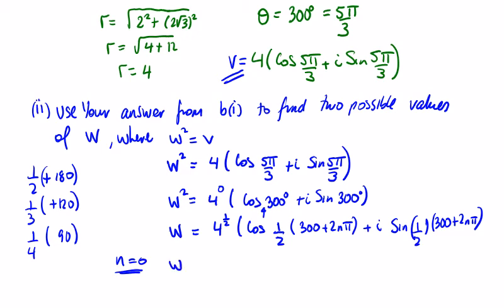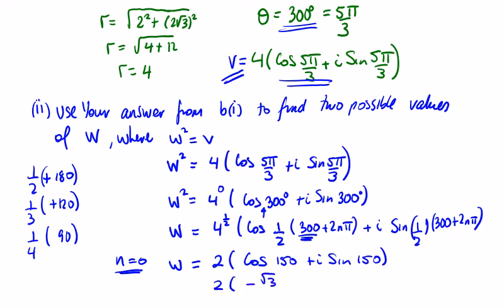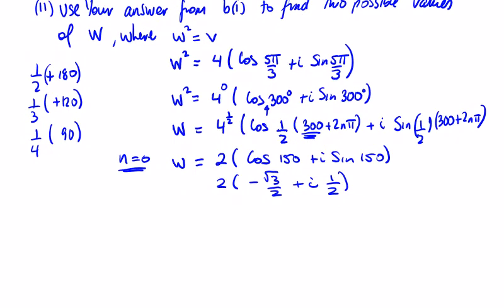So let's look at w now, when n is equal to 0. We're going to get 4 to the power of a half, which is 2, by the cos of, now it's obviously not the same answer as the first one was 300. This one's going to be a half of that, which is 150, plus i sine 150. And we're looking for two possible values of w, so let's multiply that out now. So the cos of 150 is minus root 3 over 2, and the sine of 150 is going to be a half. So what do we end up with? We end up with the first solution for w is minus root 3 plus i.